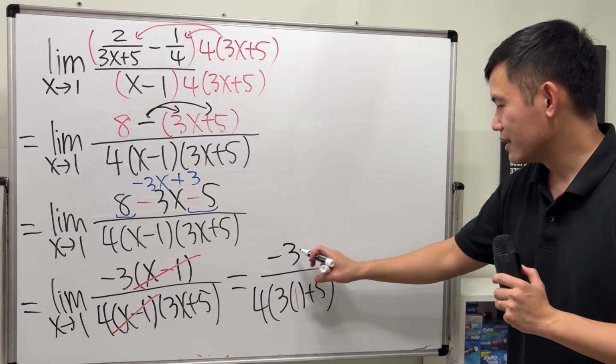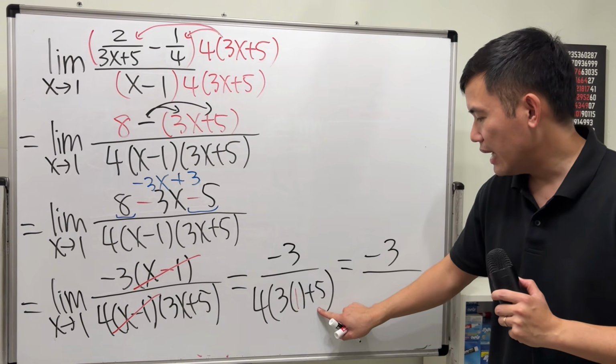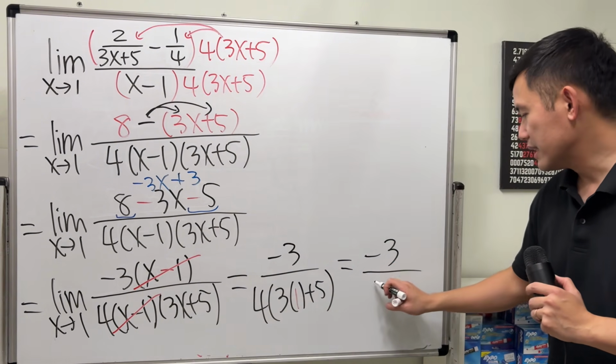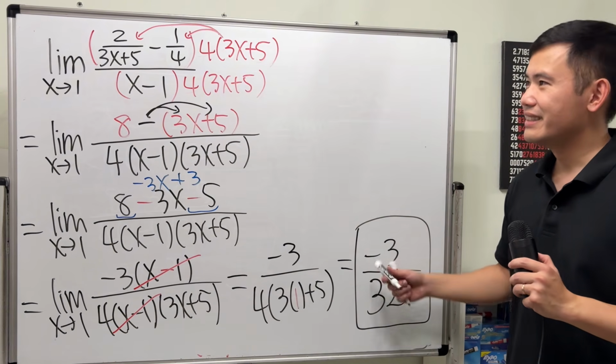Now, just work this out. The top is negative 3. The bottom here, this is 8 times 4. We get 32. And that's it. This right here is the answer.